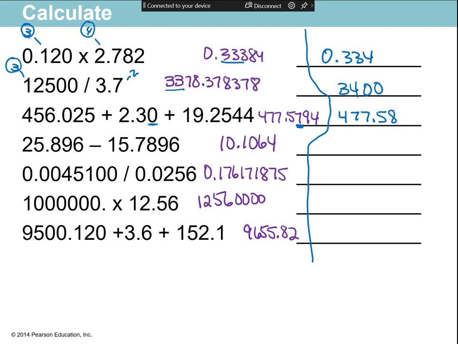Okay, this subtraction, 25.896, how many decimals in that one? 3. 15.7896 has how many decimals? 4. So 3 is my smallest, so this is going to determine how I round. So I just go to the third decimal place in my answer. The next number is a 4, so what is it going to do? Just gets dropped off. So it ends up being 10.106.